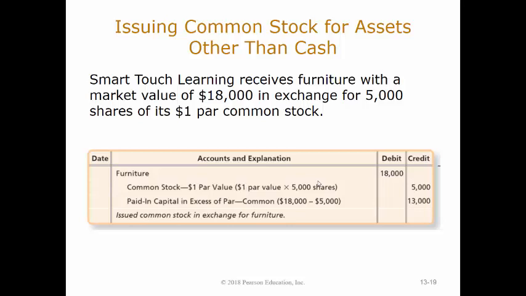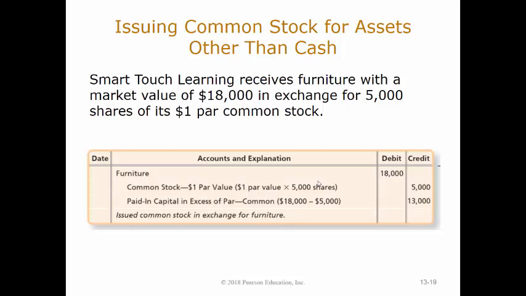So in this case, Smart Touch Learning is getting furniture, and that furniture has a fair market value of $18,000. We're considering that to be the consideration we are receiving for issuing the stock. So we would put the furniture on our books. It's an asset account, so it goes up with a debit by debiting furniture for $18,000. It's fair market value. Well, what will we be giving up in exchange? It tells us here that we're giving up 5,000 shares of our $1 par common stock.